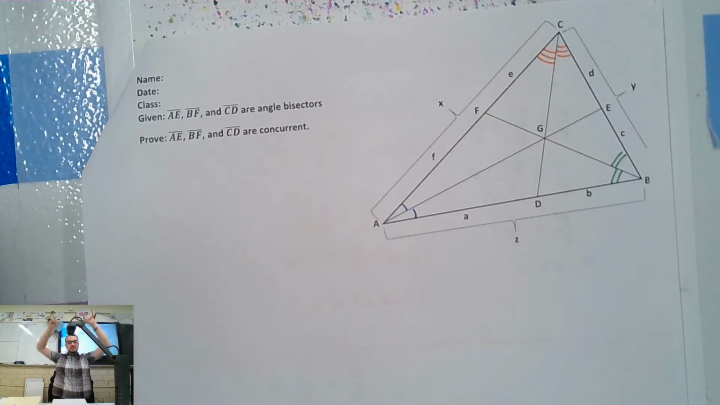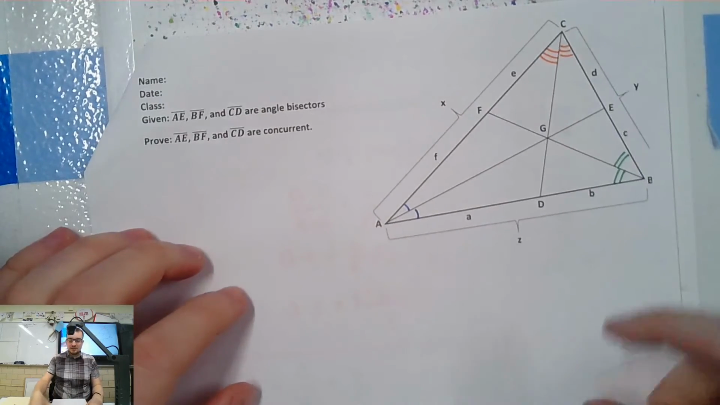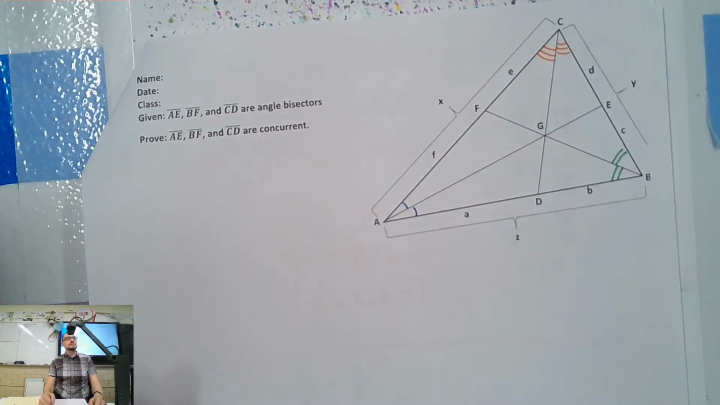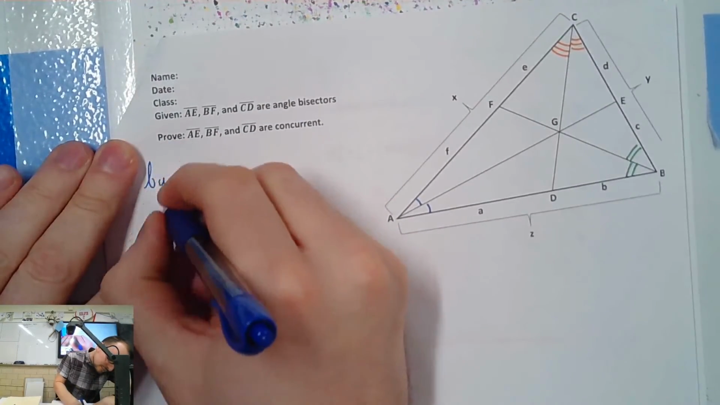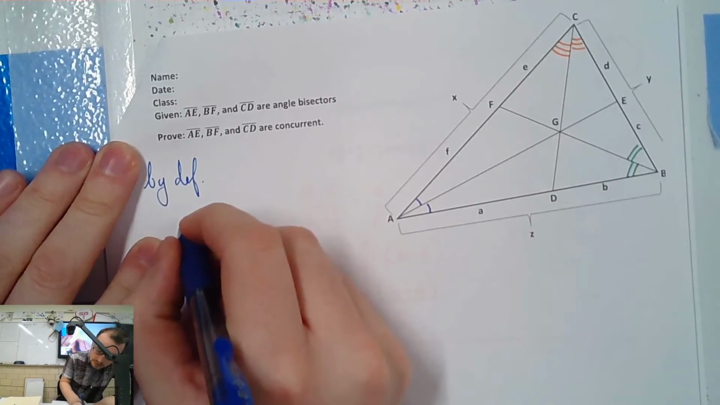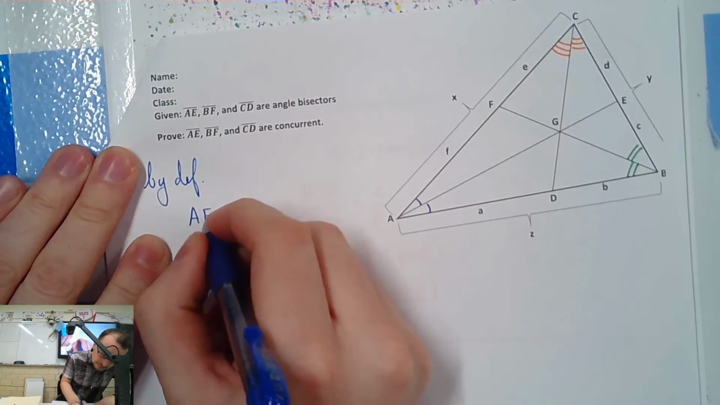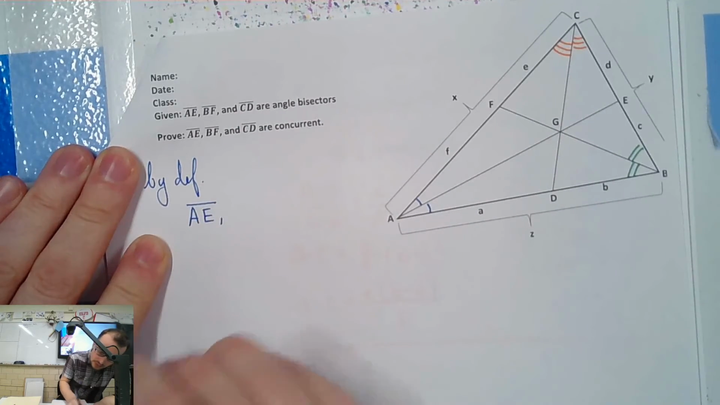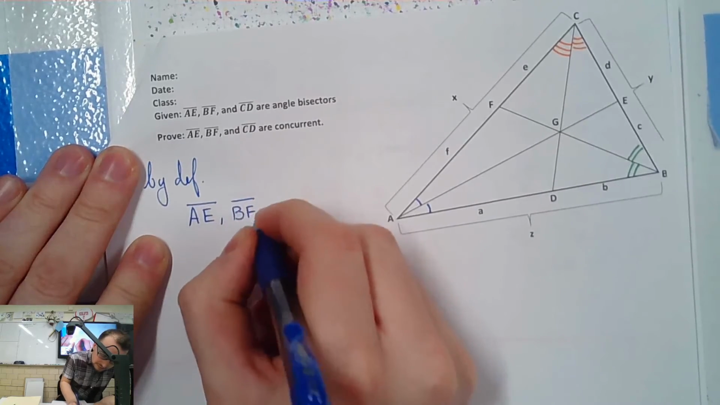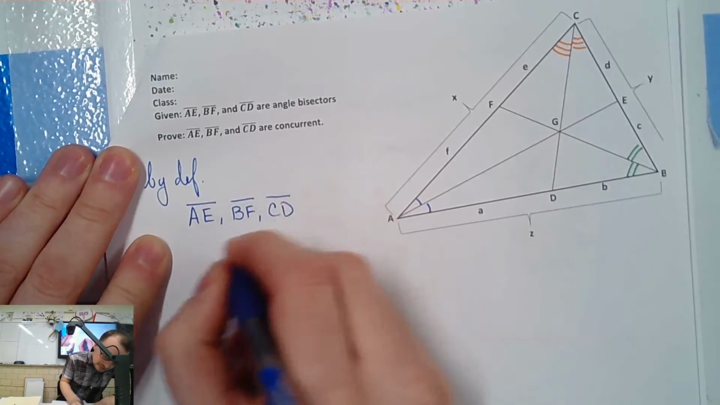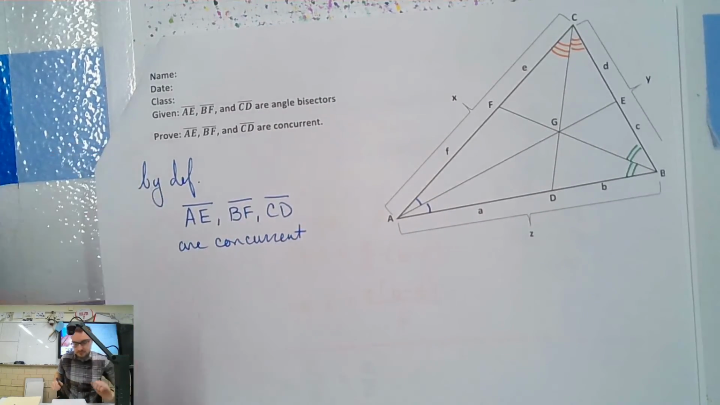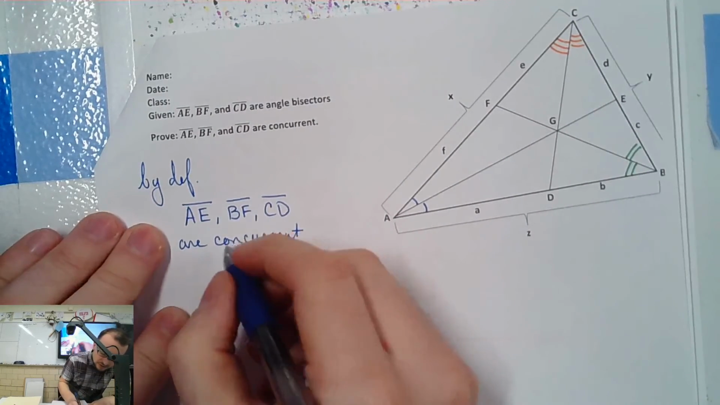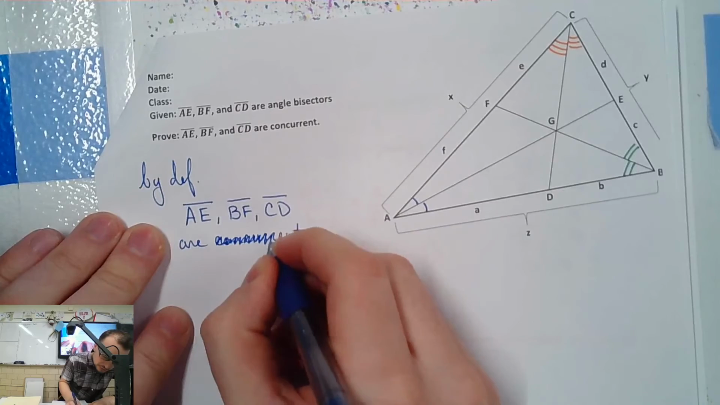All right. So we're going to prove that these lines are concurrent. Now, by definition, aren't all of these lines Cevians? Okay. So we're going to say by definition, AE, BF, and CD are Cevians. Sorry, not concurrent. We're trying to prove they're concurrent.